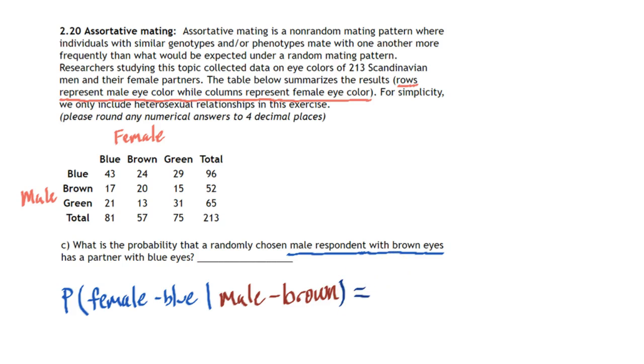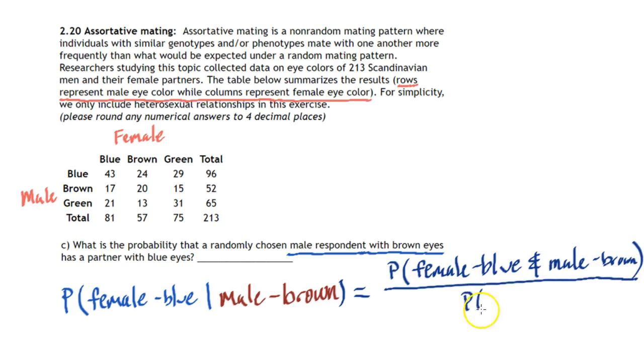So you may be familiar with this notation here, but the formula that goes along with this is the probability that the female is blue and male is brown, I'll just write it in blue, divided by the probability that male is brown.